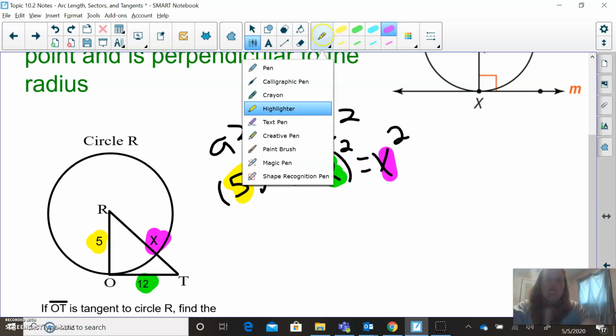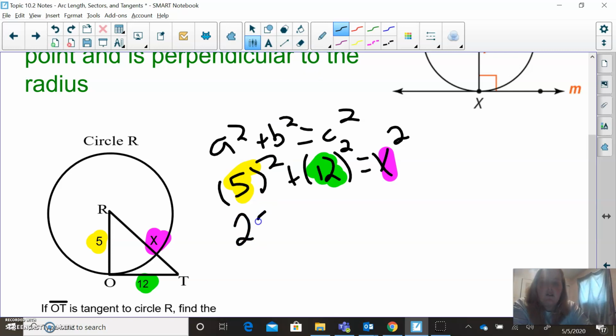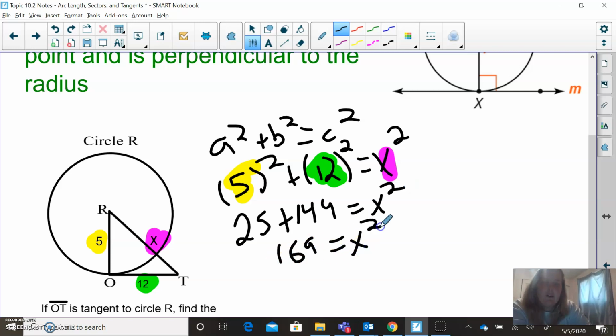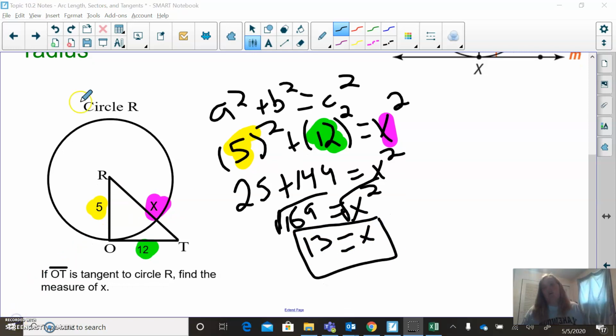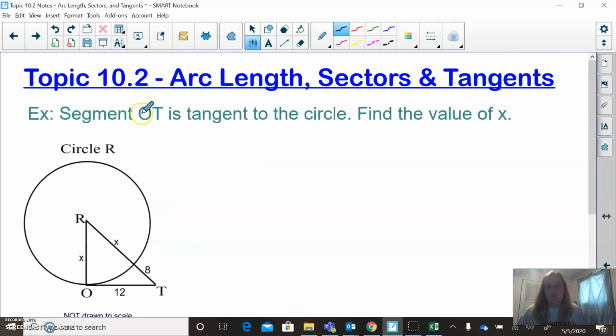5 squared is 25, 12 squared is 144, equals X squared. 25 plus 144 is 169, equals X squared, okay? And then to undo a square, we need to do the square root. So the square root of 169 is 13, so 13 equals X. Perfect, guys. Perfect, perfect.